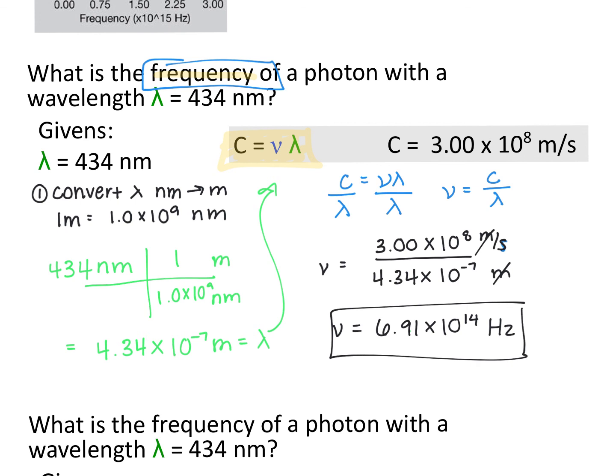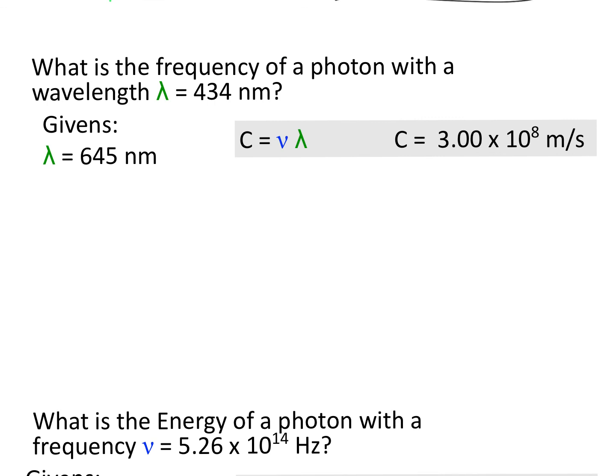So now that I've done one with you, I would like you to try one on your own. So here's your question. What is the frequency of a photon with a wavelength of 645 nanometers? Again, 1 meter is equal to 1.0 times 10 to the positive 9 nanometers. Convert your wavelength and then plug everything in.